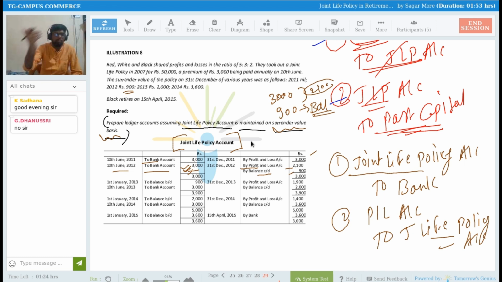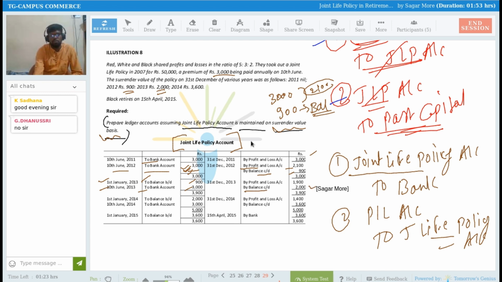Now, carried down becomes brought down in the next year. See, on 1st of January 2013, balance brought down is 900 rupees. Again in 2013, you have paid 3000 rupees of premium. Each and every year you are going to pay 3000 rupees of premium. So you have paid on 10th of June 2013 to bank account 3000 rupees. Right? Now, what is the surrender value in 2013? In 2013, surrender value is 2000. So that becomes your balance carried down.